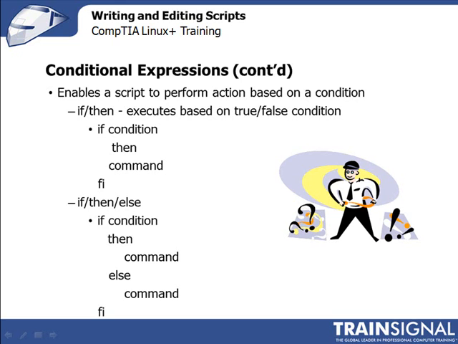The syntax for if-then is: if, space, condition, followed by then, followed by the commands that you'd like it to execute, and then it's closed with the fi, or if backwards. The if-then-else statement includes an else indicator, which provides a command to execute if the first condition is found to be false, and it also ends with fi. Let's create a simple script using the if-then statement. Let's switch back over to our terminal window.